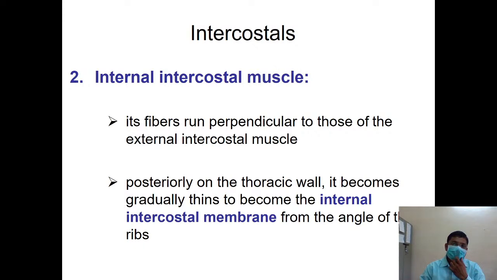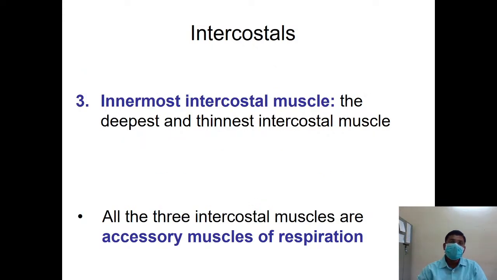Posteriorly on the thoracic wall, this internal intercostal muscle gradually becomes thin and forms another membrane called the internal intercostal membrane, from the angle of the ribs. Coming to the next one, the innermost intercostal muscle is the deepest and also the thinnest intercostal muscle. During dissection, it's very tough to separate these muscle layers. And all these 3 intercostal muscles are accessory muscles of respiration.